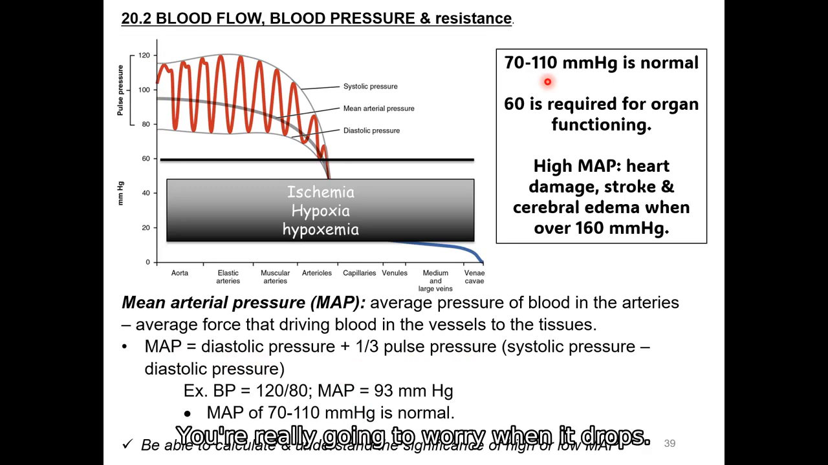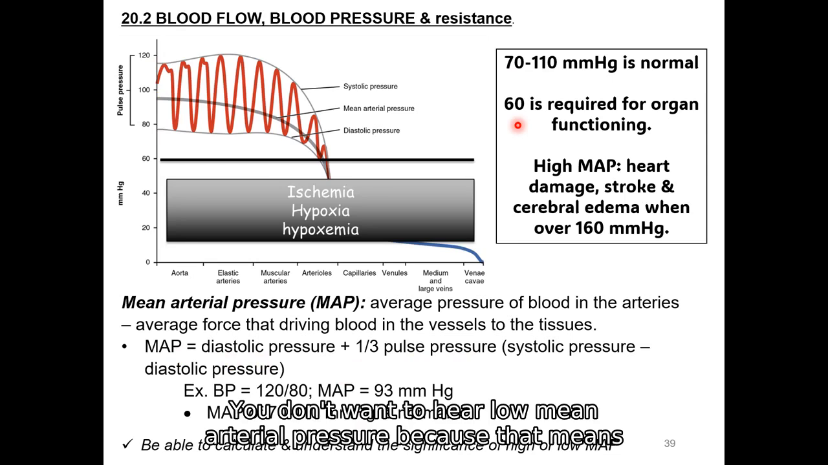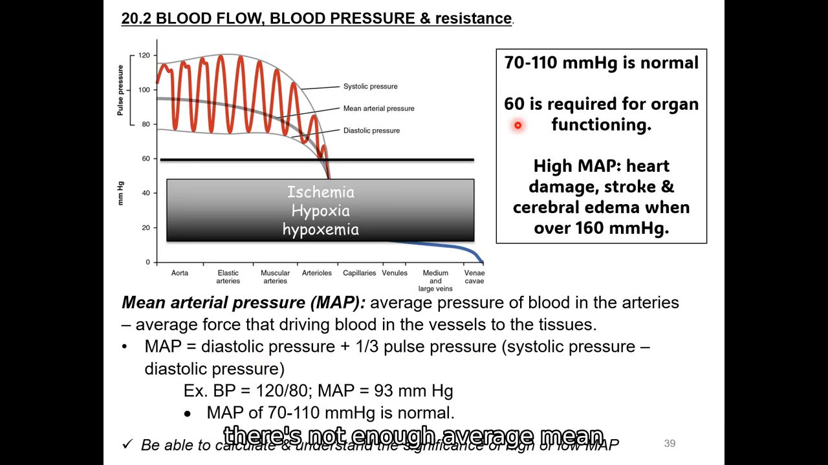You're really going to worry when it drops. You don't want to hear low mean arterial pressure, because that means there's not enough average mean force in the tissues for perfusion. And what did we say perfusion was? Blood is going to the tissue. I like it. A lot of people are doing hand motions. Yes, blood going to the tissues.